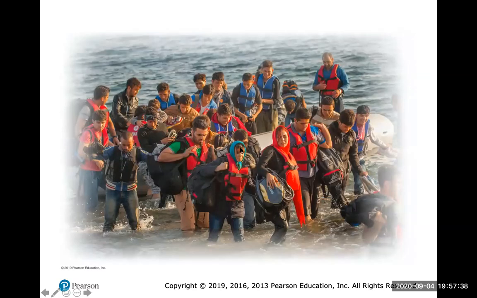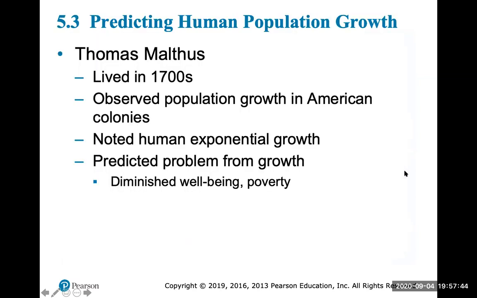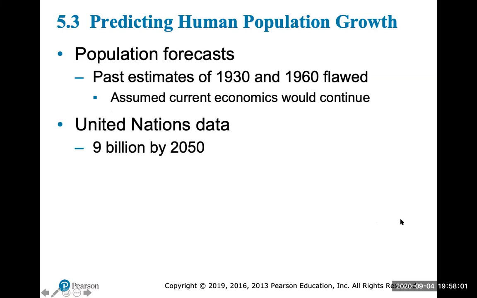So this is a group of people fleeing their hometown. Thomas Malthus observed population growth in American colonies, and he noted human exponential growth. And he's one who predicted problems from growth. Too much human population growth will diminish well-being and increase poverty.